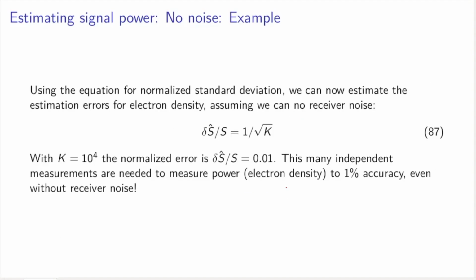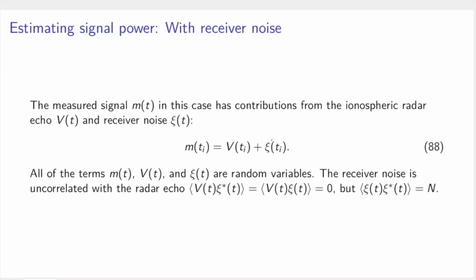Here's an example of how we can apply our result. Using the formula for normalized errors, we can estimate how many independent measurements of scattered complex voltage are needed in order to reduce our measurement uncertainty to a certain level. For example, in order to reduce our measurement uncertainty to 1%, we need to average 10,000 independent measurements of complex voltage. This is a very large number, even for a radar that can send hundreds of radar pulses per second. Therefore, the measurement uncertainty for scattered signal power, and therefore electron density, is typically larger than 1% when measuring in-line power. Let us now investigate a more realistic situation where we have additive receiver noise.